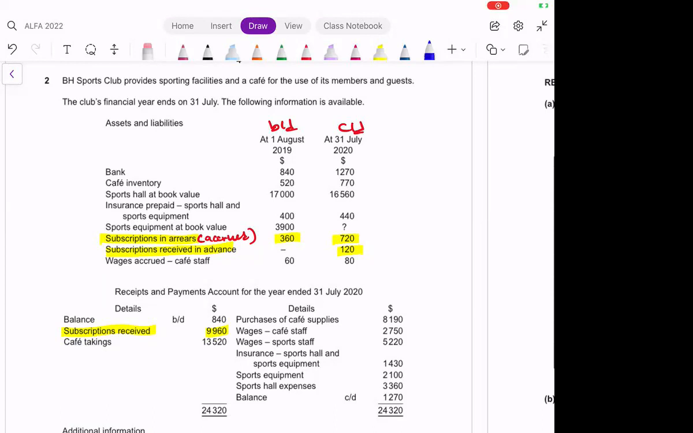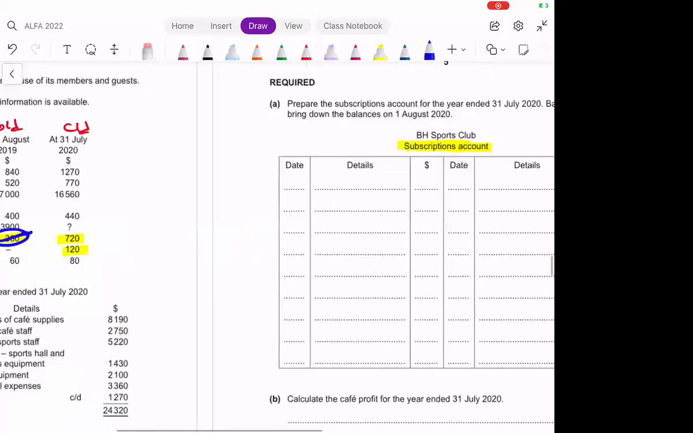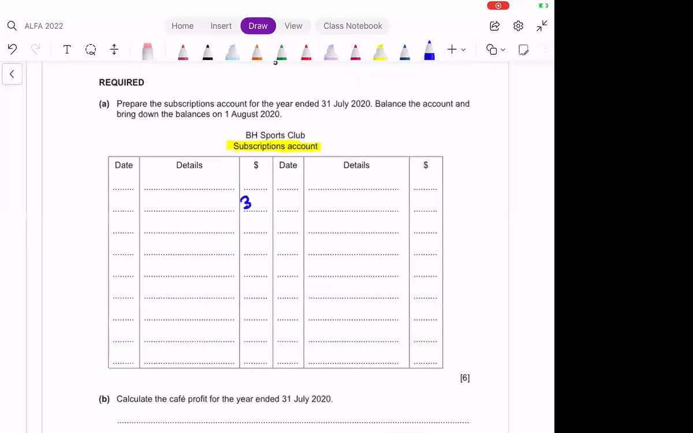First one, accrued is an asset. Subscription accrued means I haven't received, and if I haven't received it, it's an asset. Asset balance b/d will be debit. So right here, 360. Balance b/d. This question now asks you to do the account.